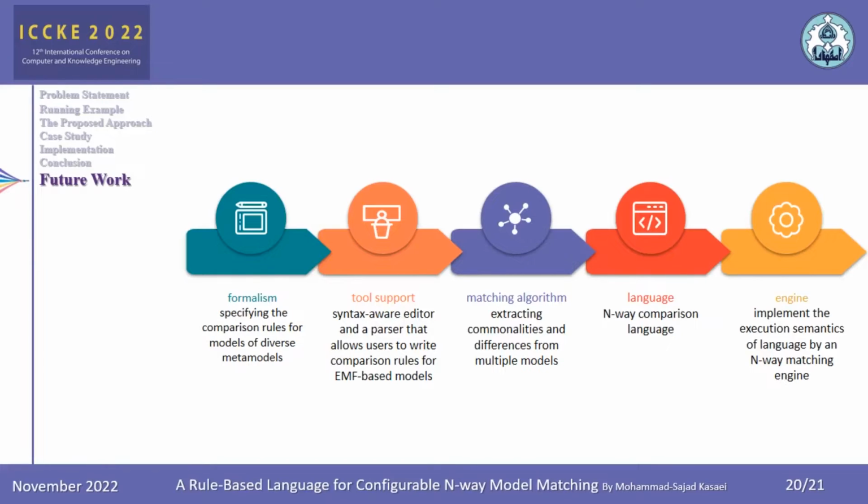As future work, we aim to extend our formalism to define the n-way comparing language for multiple input models built upon a well-known modeling framework such as Epsilon. The complementary work is required to implement the execution semantic of the formalism and algorithm by introducing an n-way matching engine. Furthermore, we intend to conduct a systematic comparative analysis to investigate the comparison of the homogeneous and heterogeneous models.